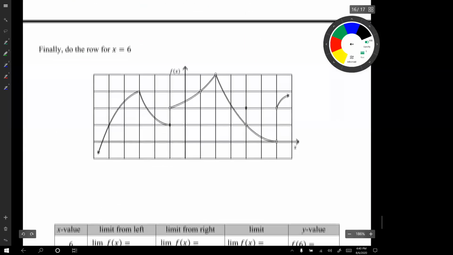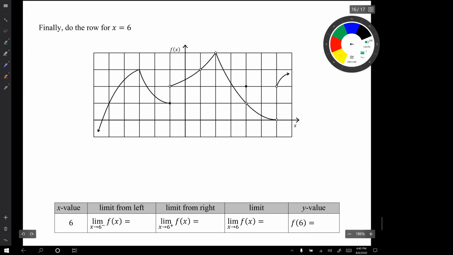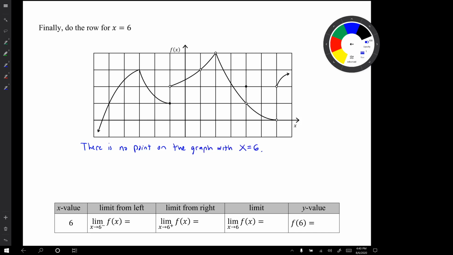All right, let's do the row of the table where x equals 6. So let's start by considering what the y value is on the graph when x equals 6. So notice that there is no point on the graph at x equals 6. Both of these circles are open, so that means that the y value does not exist. Now, what about the trends? Notice the graph is heading for this location from the left, and the graph is heading for this location from the right. So let's write those summary sentences.